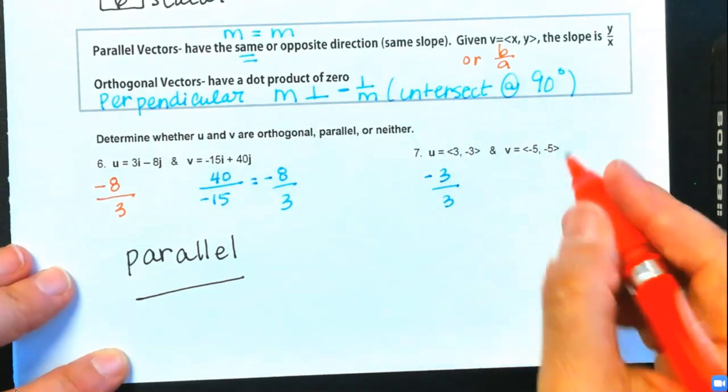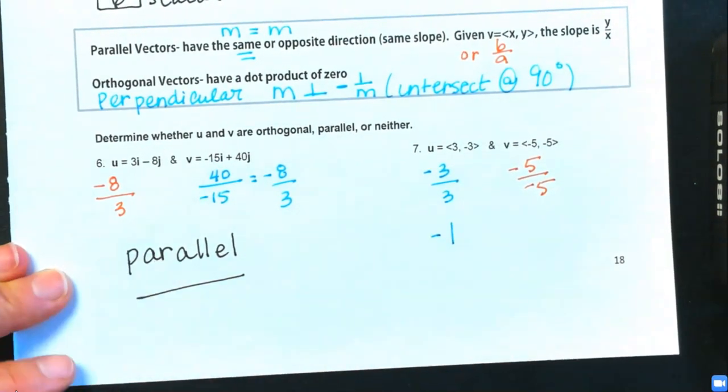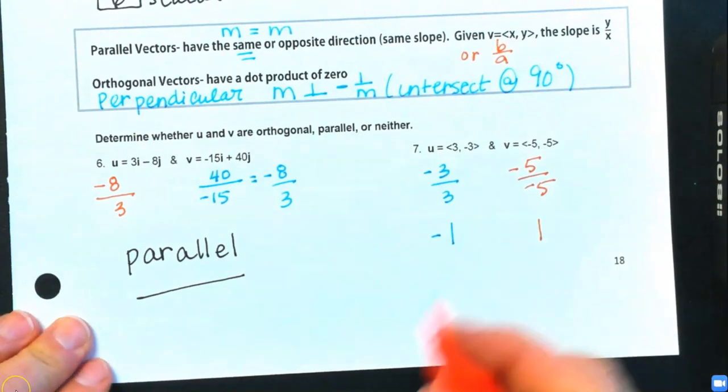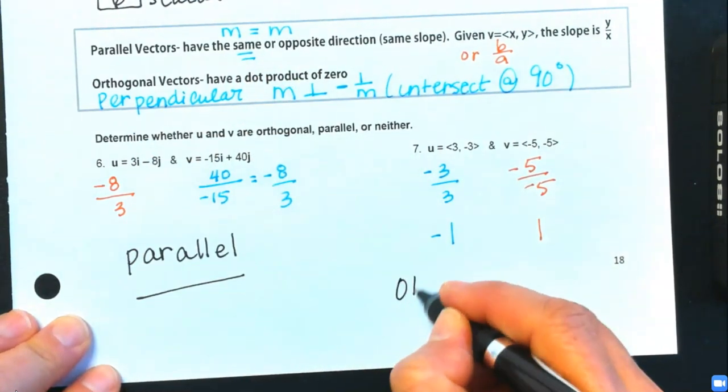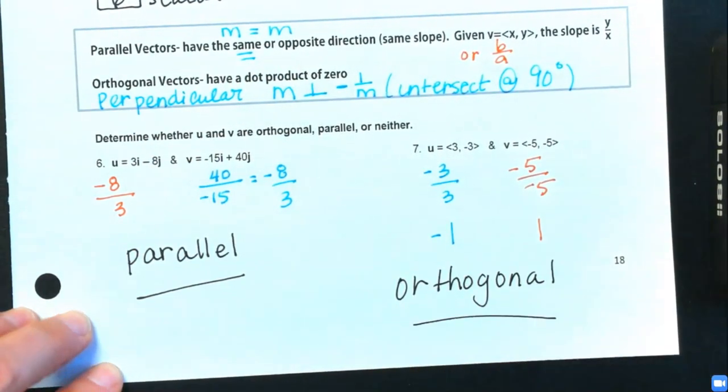Now I'm going to look at the slope for the other vectors. So I have a negative 1, and negative 5 divided by negative 5 is going to be a positive 1. I know that these are perpendicular, but we're going to use the fancy term, which is orthogonal.